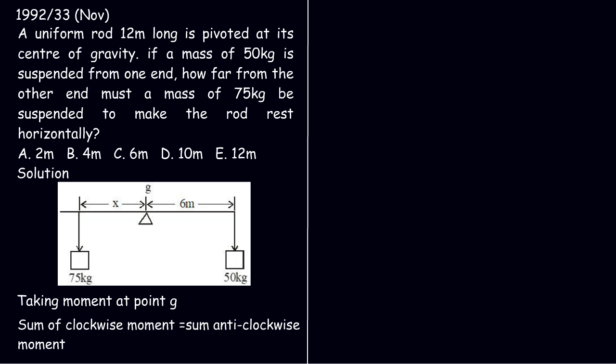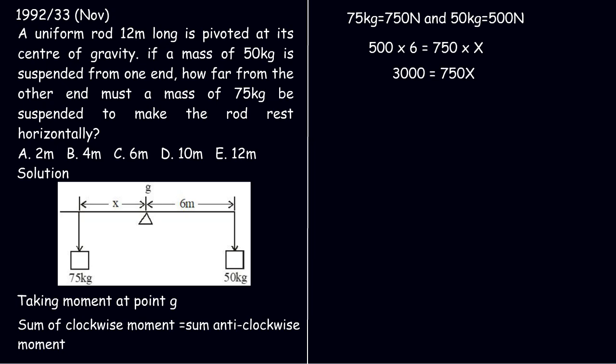The very first step is to convert from kilogram to newton, which we are going to do by multiplying by 10, since we are not given the value for g, so we assume g to be equal to 10. Therefore 75 kg will be equal to 750 newton, and 50 kg will be equal to 500 newton. Now equating our clockwise and anti-clockwise movement, it becomes 500 times 6 equals 750 times s. Simplifying further, it becomes 3000 equals 750 s, and dividing both sides by 750, s will be equal to 3000 divided by 750, which is 4 meters.